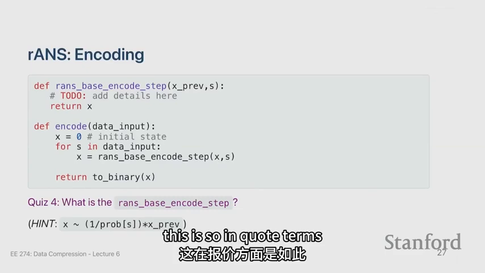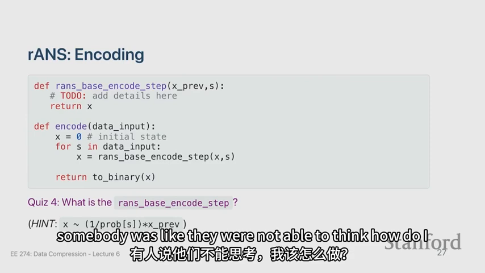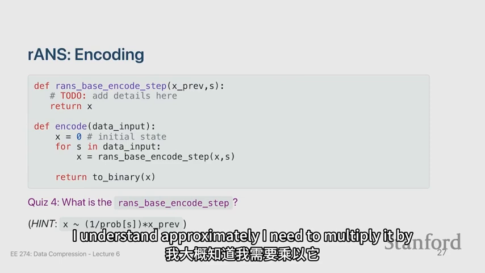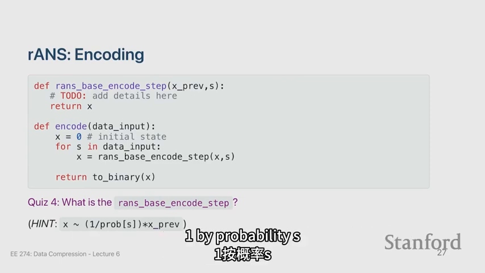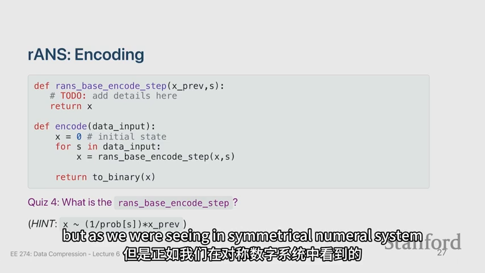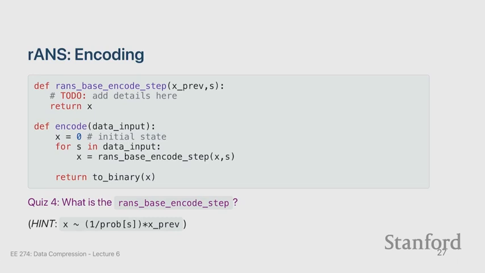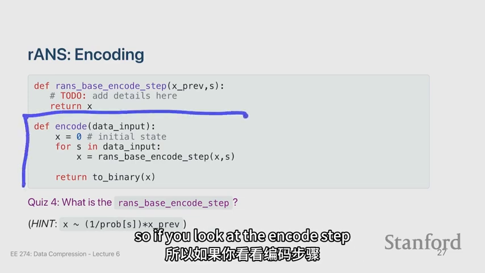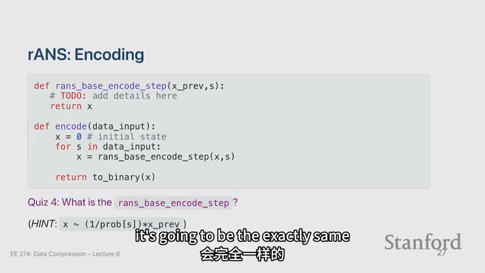So in code terms, somebody was not able to think how to write it in code terms. Okay, I understand approximately I need to multiply it by 1 over probability S. But as we were seeing in the symmetrical numeral system, we'll basically do the exact same steps. So if you look at the encode step, it's going to be exactly the same.